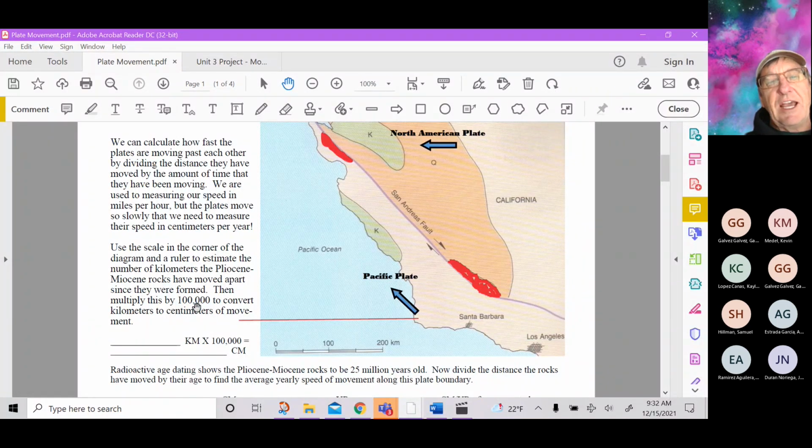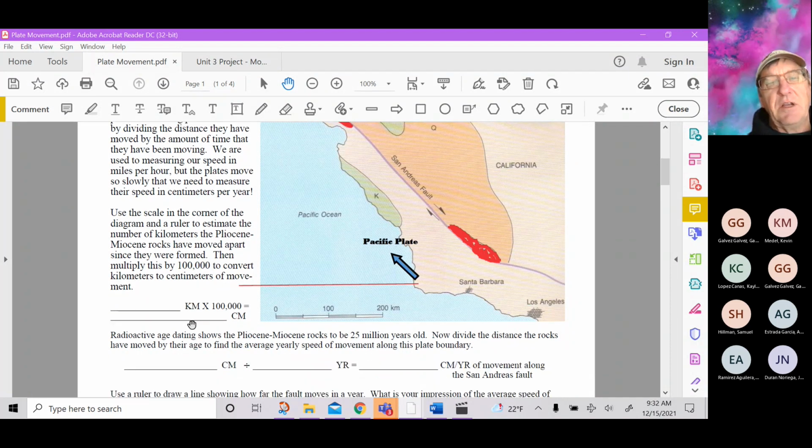Well, what we need to do next is we have to convert this measurement of kilometers into centimeters. So you're going to take whatever that number was, and you might need a calculator to do this, and you're going to multiply it by 100,000. Or you just take that number and add 1, 2, 3, 4, 5 zeros behind it, and you'll have the measurement in centimeters.